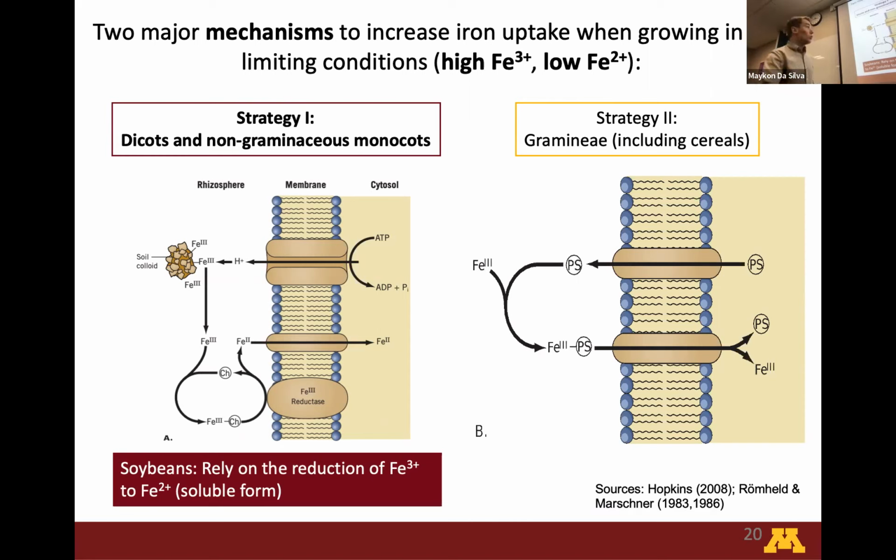Differently, strategy 2 plants such as corn release a phytosiderophore into the rhizosphere that binds with ferric iron, and this whole ferric iron phytosiderophore complex is then transported into the cytosol, which means that strategy 2 plants such as corn do not need iron to be in its soluble form in the soil.